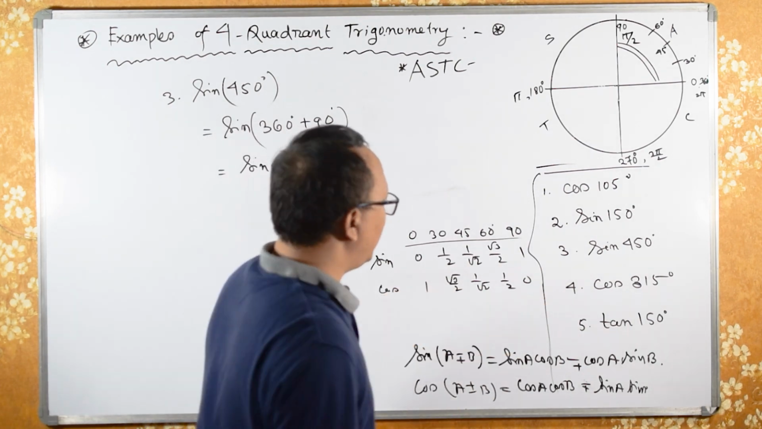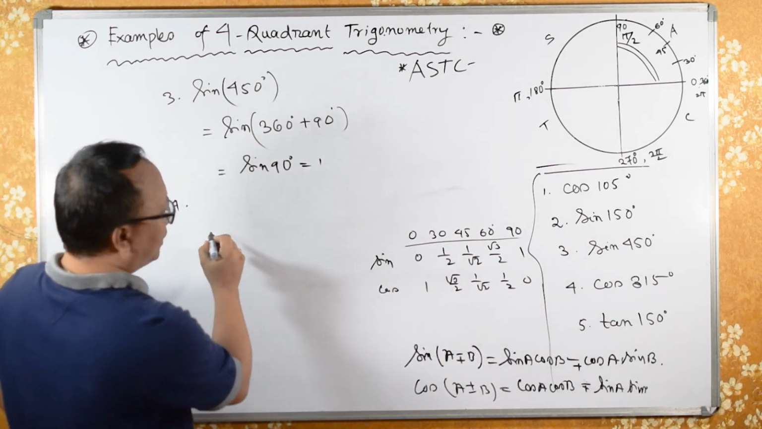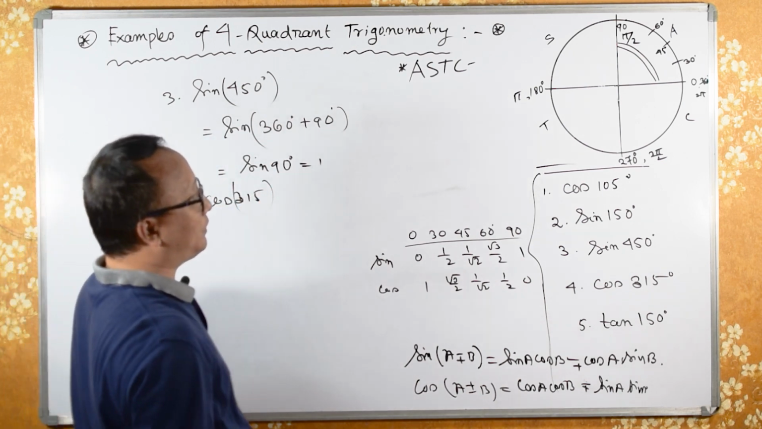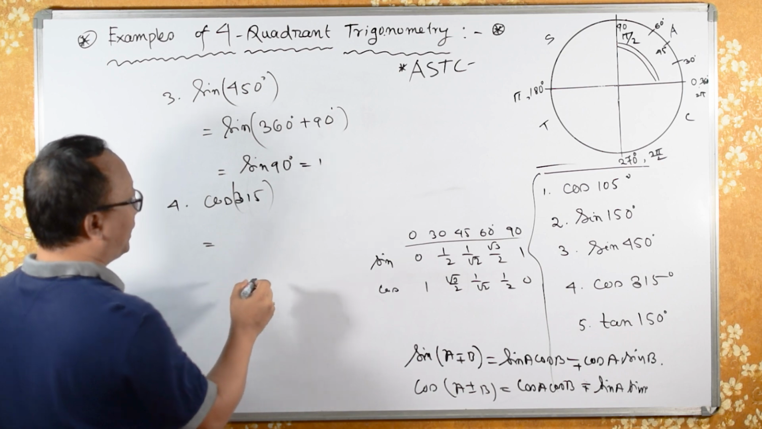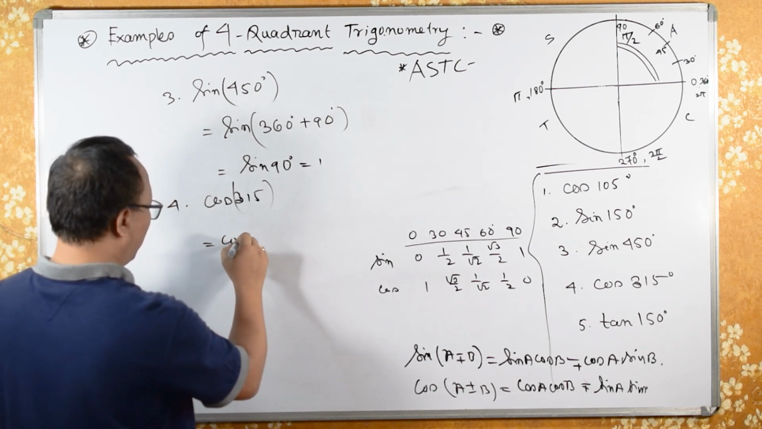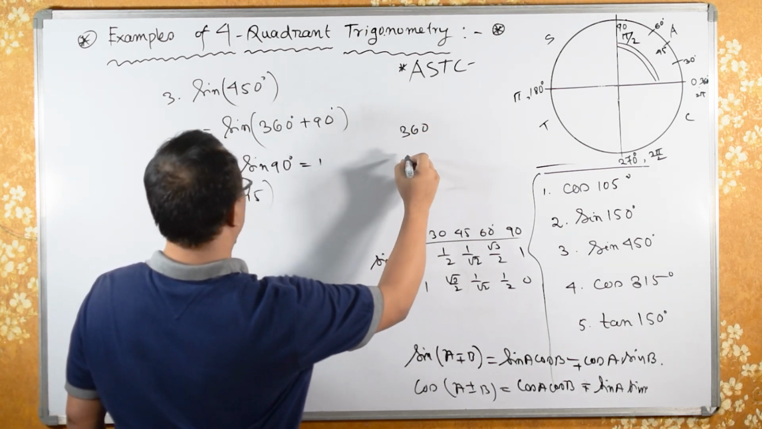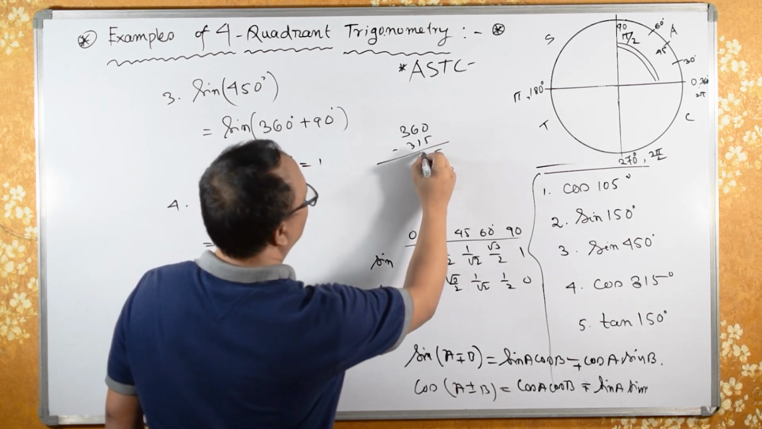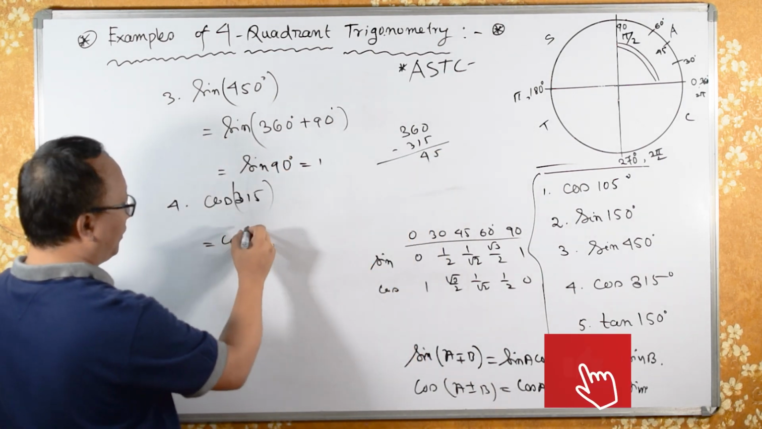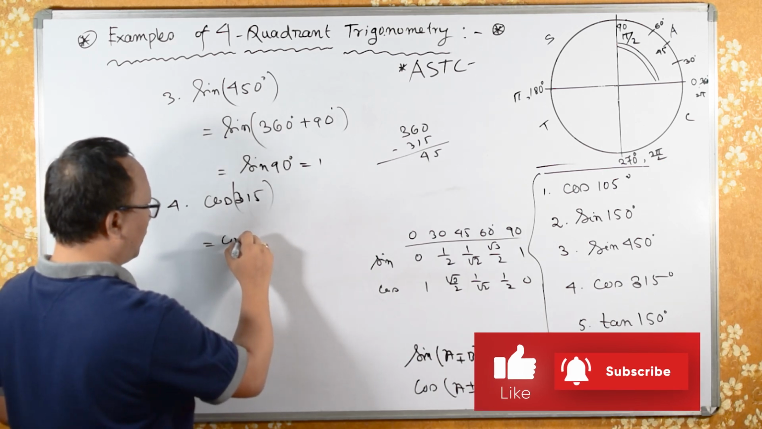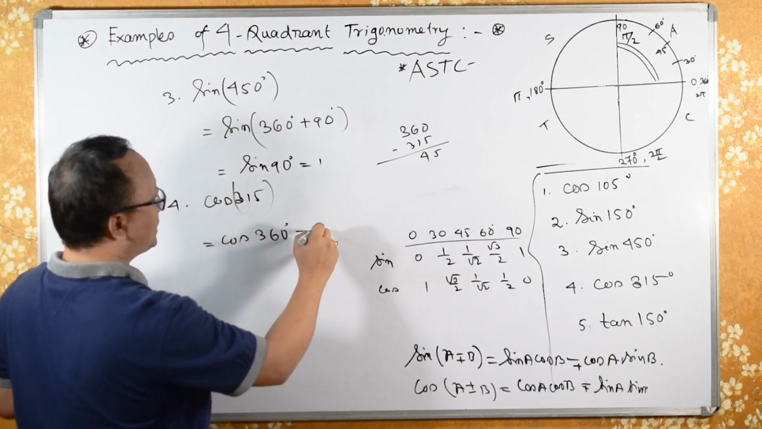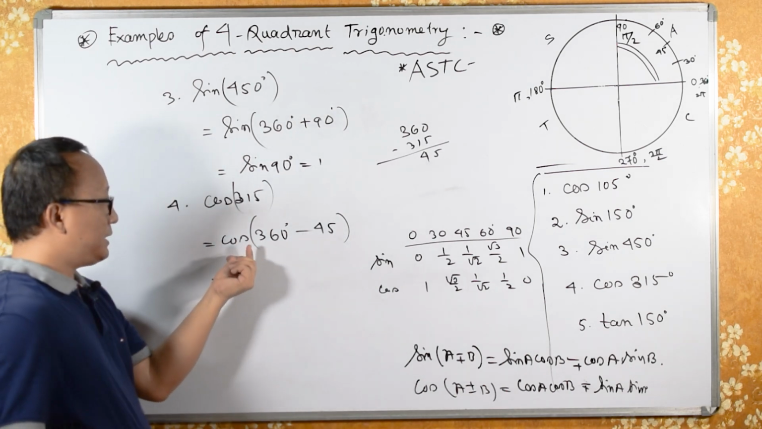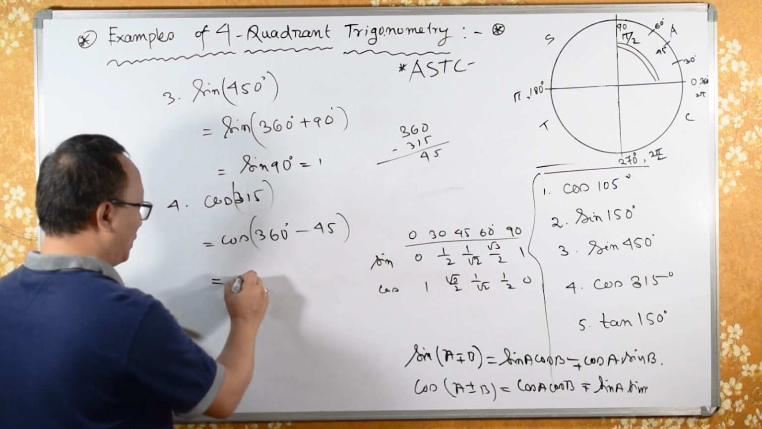Okay, now let's solve number 4. Number 4 is cos of 315. What is cos of 315? Instead of 315, I can write cos of 360 minus 45, because 360 minus 45 is 315. Since it is a multiple of pi, cos will go to cos.